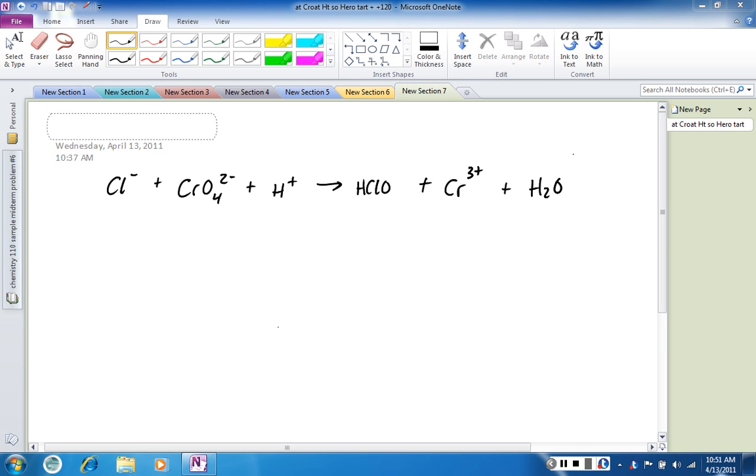The next step is to assign your oxidation numbers. Cl minus 1 is minus 1. O is negative 2. There's 4 of them here. That means negative 8 is coming from O. The whole thing's negative 2, so Cr has to be plus 6. Over here, H is just plus 1 by itself. O is negative 2. H is plus 1. So Cl is going to be plus 1. Cr is simply plus 3 since it's by itself as an ion. O negative 2. H plus 1.